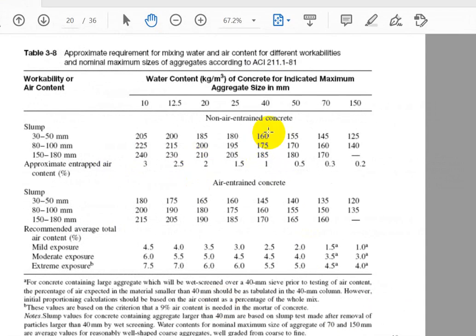Okay, so in that case, as we said, it is non-air entrained, and corresponding to slump of 30 to 50, it's 160. Also, we have an approximate entrapped air content, which is 1%.